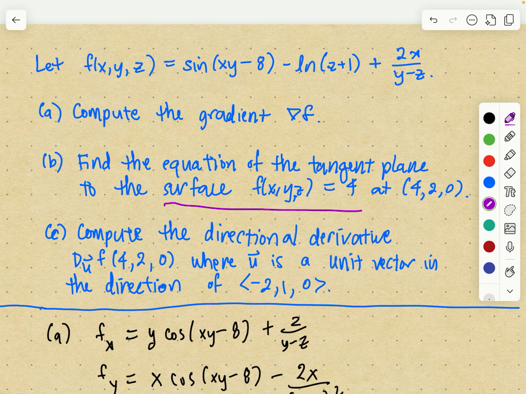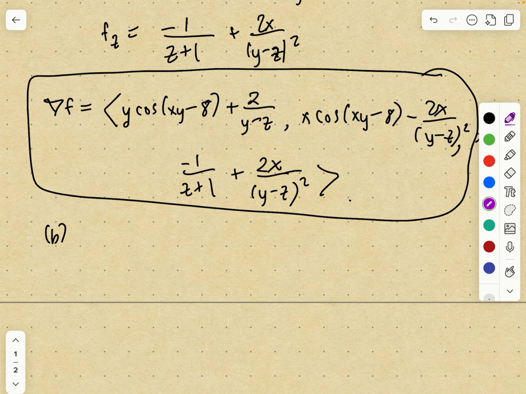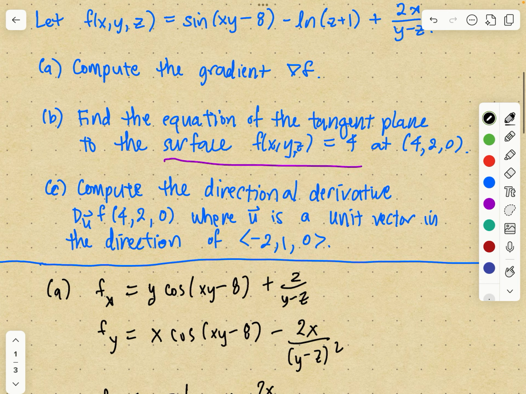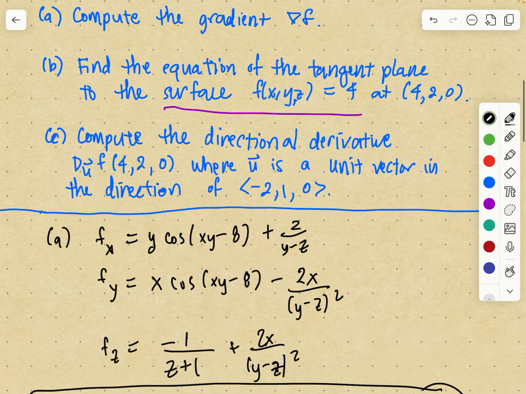That means in terms of the temperature, it would be all the xyz points where the temperature is 4. So it's all the points where the temperature is 4. And what that's going to be is some surface. Okay, so maybe that's where the temperature is 4. And then you want to find the equation of the tangent plane to the surface at 4, 2, 0.